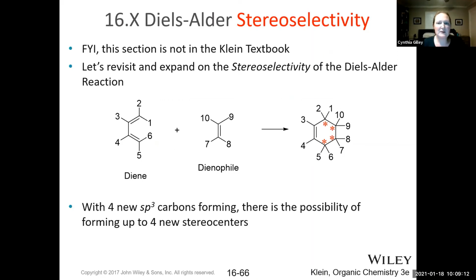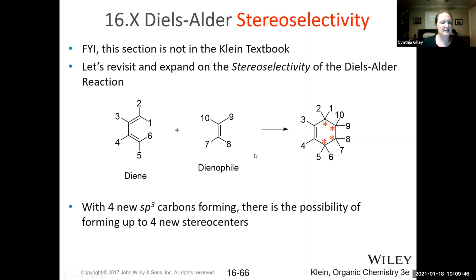Okay, so I'm going to expand a little bit in this section on the stereoselectivity of the Diels-Alder reaction. I want to make a note that this expansion is not included in the Klein textbook. So as you're looking at the slides labeled Diels-Alder stereoselectivity 16.x, just note that you're not going to find this information in the Klein textbook, although you can look on the internet for other resources. So again, we're going to be revisiting and expanding on the stereoselectivity of the Diels-Alder reaction.